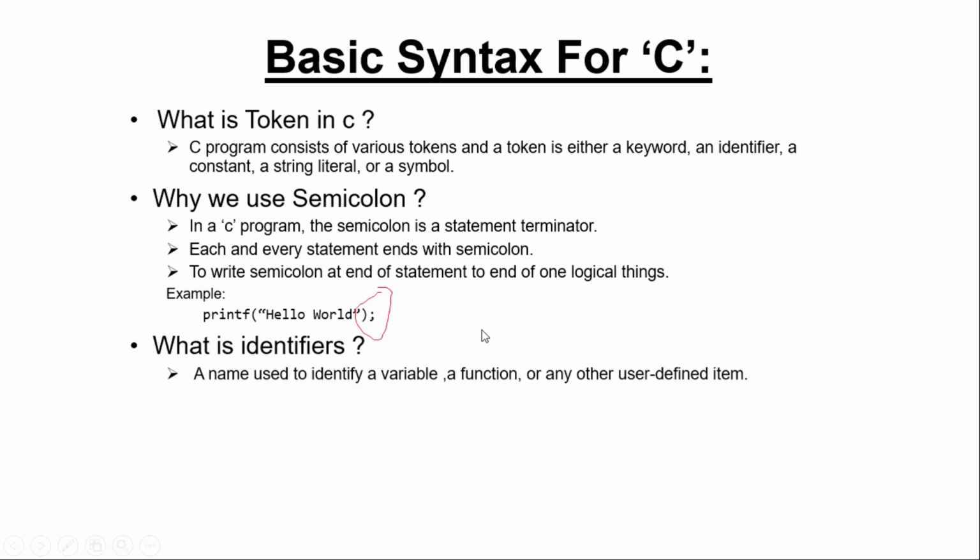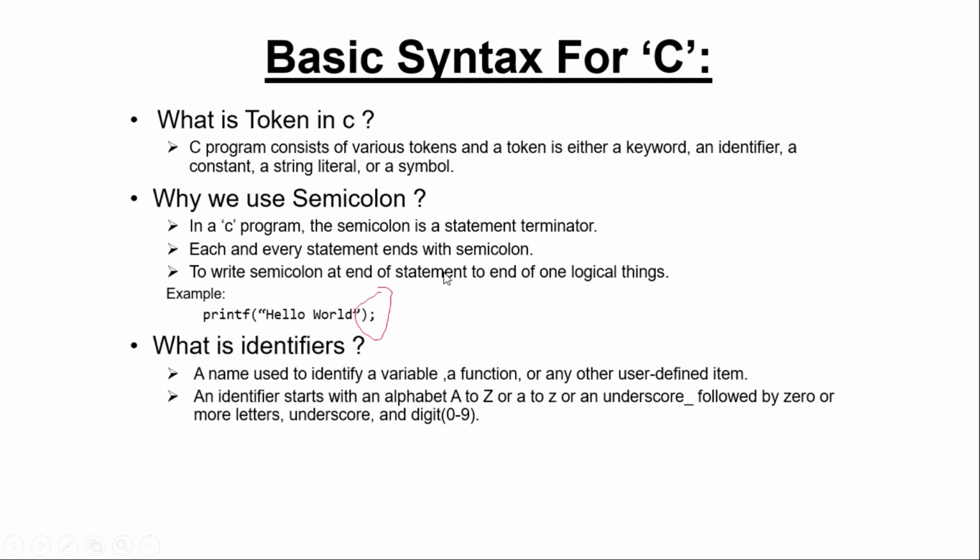What are identifiers? A name used to identify a variable, a function, or any other user-defined item is called an identifier. Some rules for identifiers: an identifier starts with an alphabet, capital A to Z or small a to z, or an underscore, followed by zero or more letters, underscores, or digits. C does not allow special symbols such as @, dollar, and percent within the identifier. You can use an underscore within identifiers.